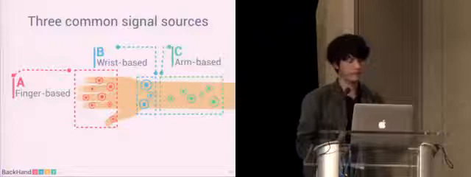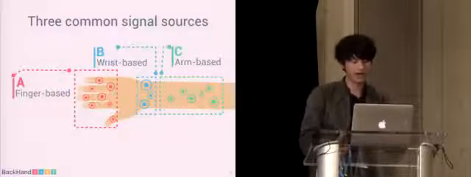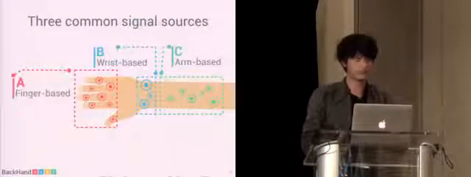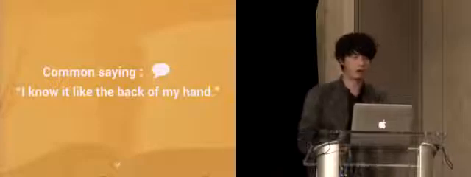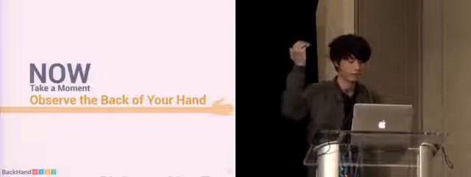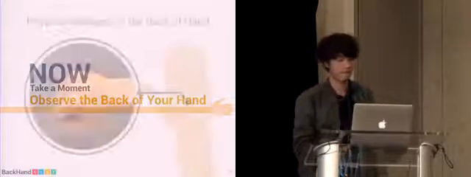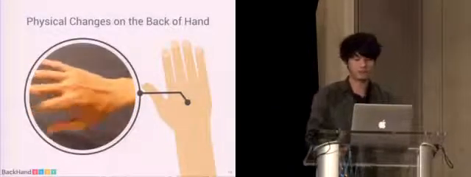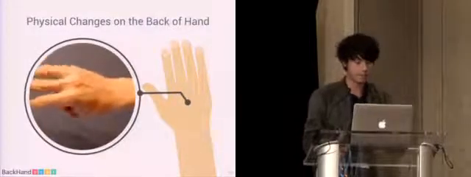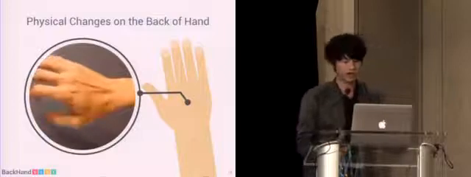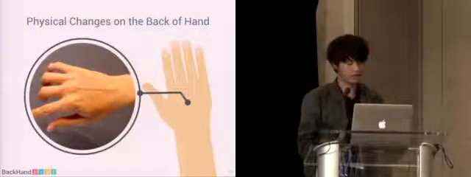So, we have been thinking, is there anywhere else that has not yet been explored for hand gesture interfaces? The common saying, I know it like the back of my hand, but we are not actually familiar with our own bodies, right? So now, take a moment and have a look at the back of your hand as you move your fingers. The tendon movements reveal clues about the hand gestures. Physical changes on the back of the hand caused by finger motions are visible to the human eye. However, such physical changes are so tiny that it's difficult to detect them through most sensing techniques.